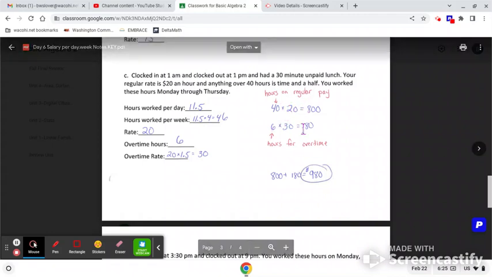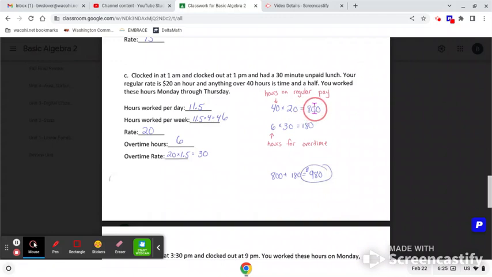So I've got two separate parts here. This top part is my regular pay. 40 hours times $20 an hour gave me $800. But I worked 6 hours of overtime at $30 an hour for an additional $180. So now I'm going to add these two together. The $800 is how much I got paid for the week. And then on top of that, I had some overtime that week in the form of $180. So I'm going to add those two together. And this week, I made $980.